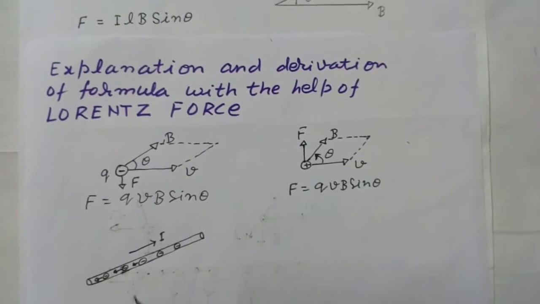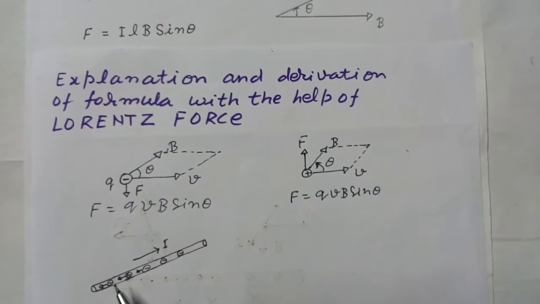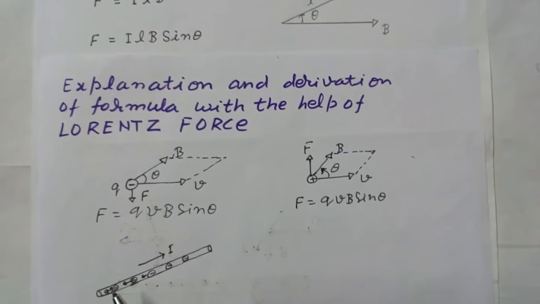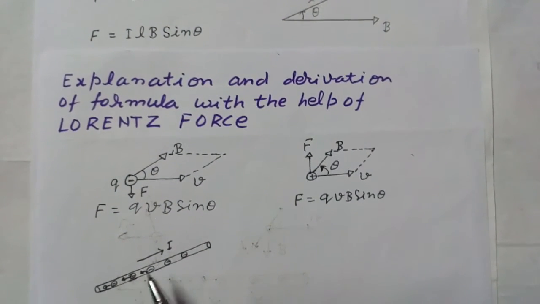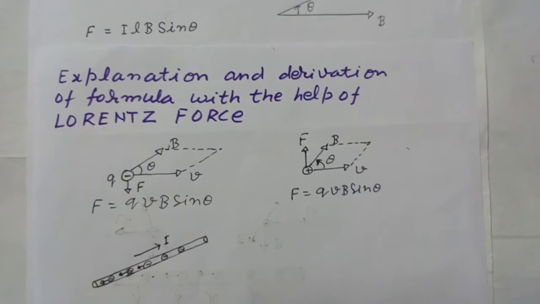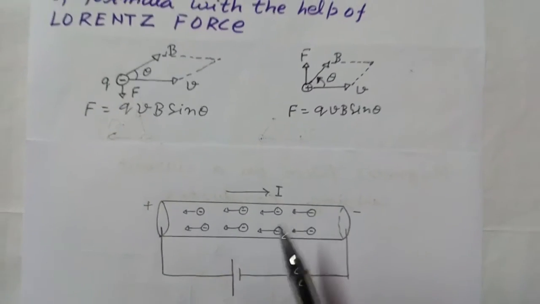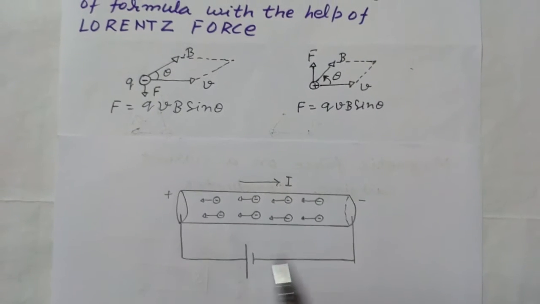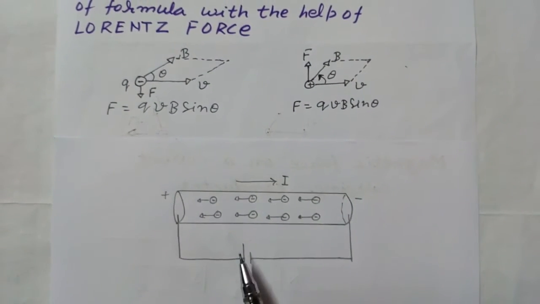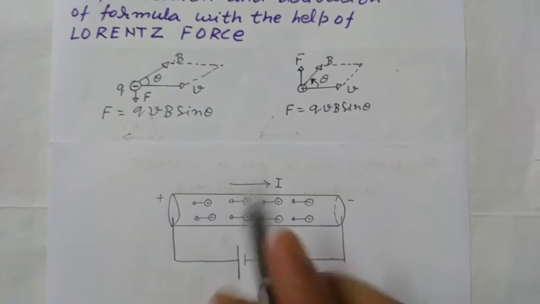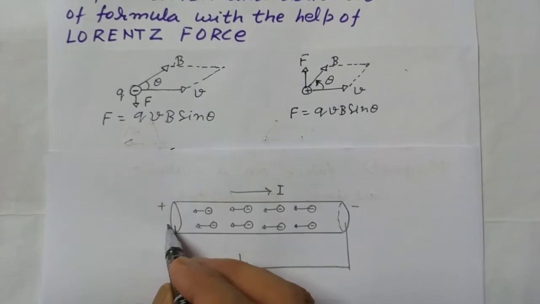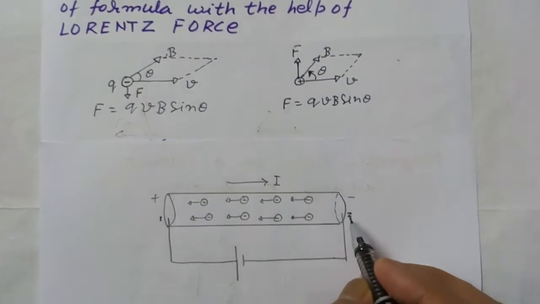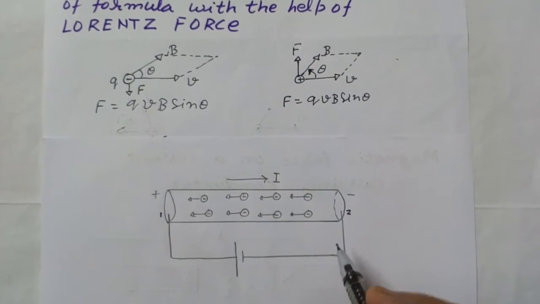So in a current carrying wire we know that free electrons move with drift velocity. Cause of current is movement of these free electrons. So look in this diagram, when we connect this conductor to a cell, so this end becomes positive. Suppose this is end number 1 and this is end number 2. End number 2 becomes negative.